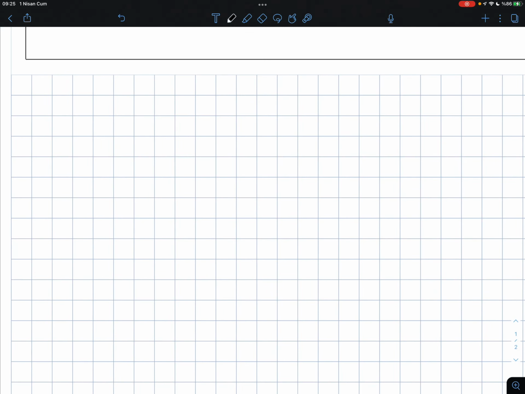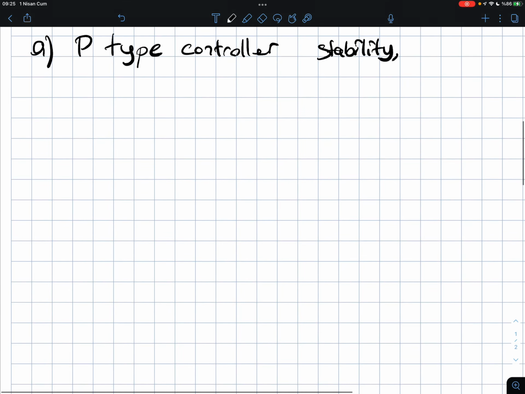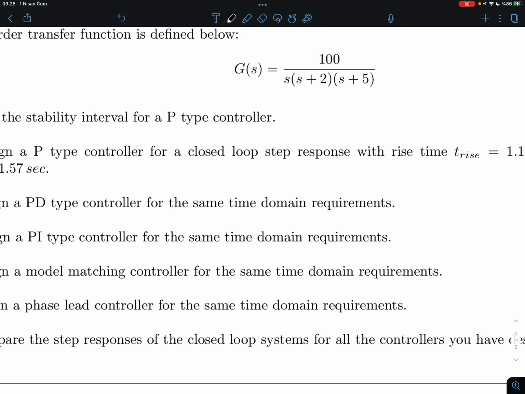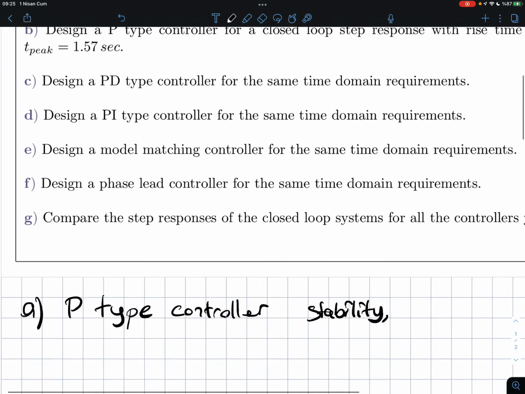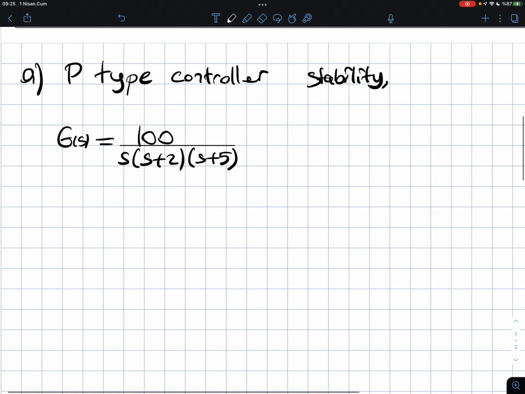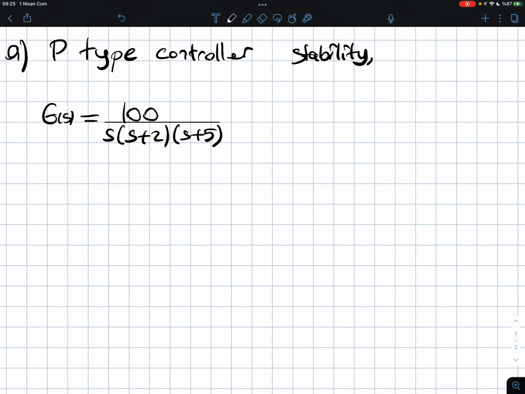So let's start with P-type controller stability. Now, before we start with anything, we have to look at the transfer function here, and we can see we have 100 divided by s times s plus 2 times s plus 5. So let me write it down here: s times s plus 2 times s plus 5. Now, the number of poles and the number of zeros in the open loop transfer function gives us a hint about the asymptotes on the root locus.